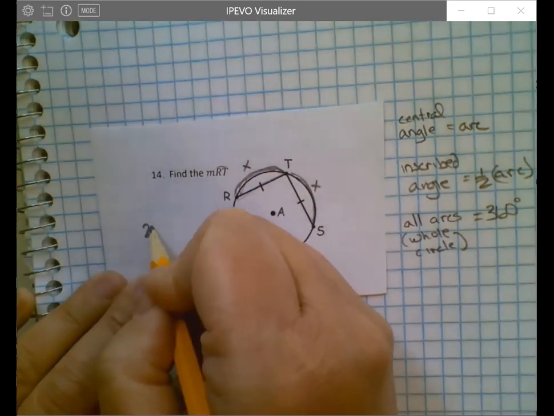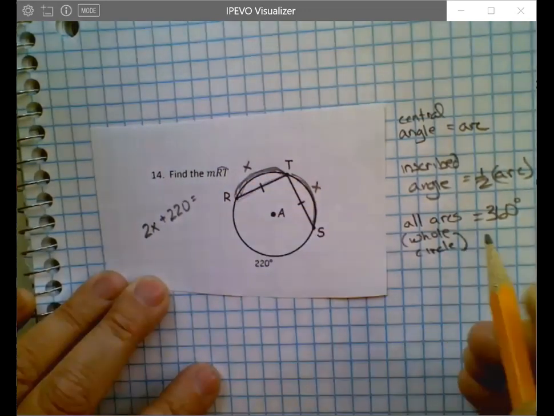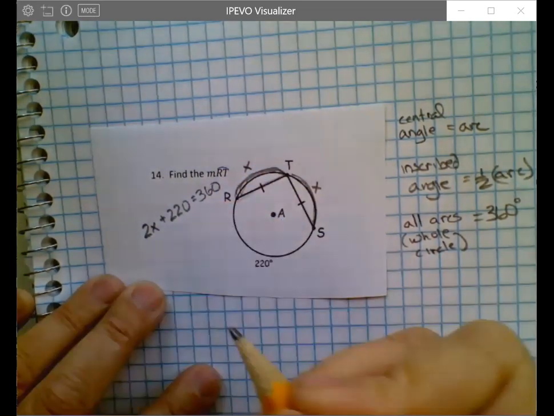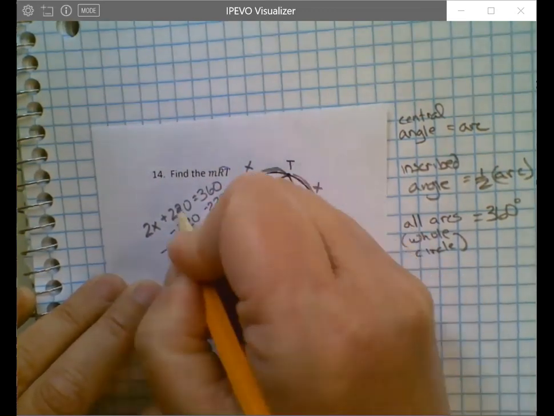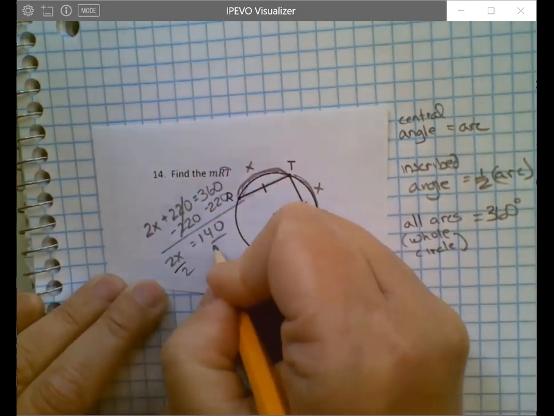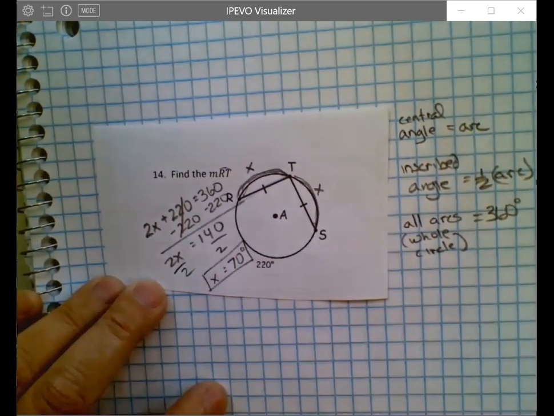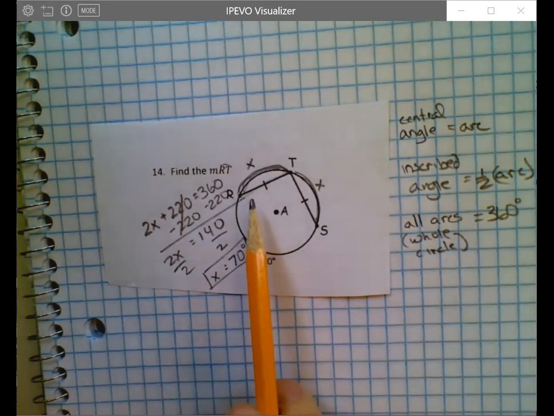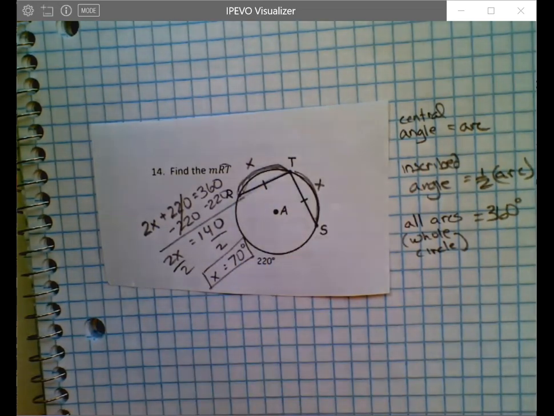So I have 2X, X plus X, plus 220 equals my whole circle, which is 360. And I'm just solving for X. So subtract 220 from both sides, and I get 2X equals 140. Divide by 2, and X equals 70 degrees. All right, so we're using these ideas and then also remembering back to what we know about congruent chords, that they have arcs that are also congruent.